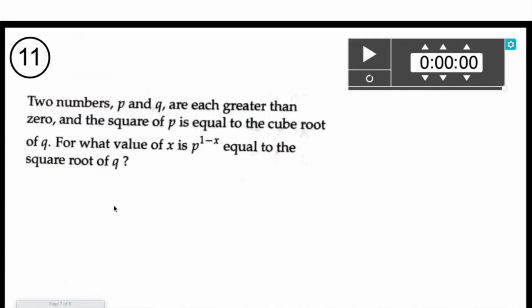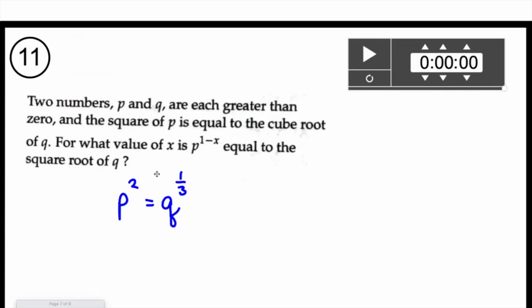The first thing they do is they say the square of p, so p squared, is equal to the cube root of q. I'm going to write that as q to the 1/3. To me, exponents are easier to deal with. And then I want to get something equal to the square root of Q. I did this in two steps. You could get fancy and do it in one, but I'm going to do it like this.